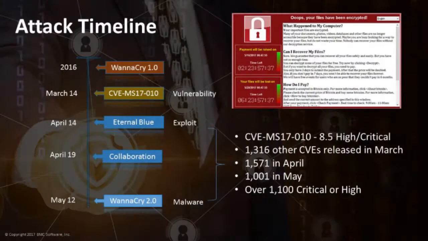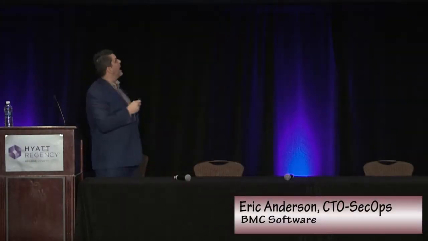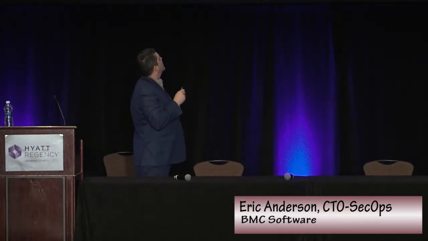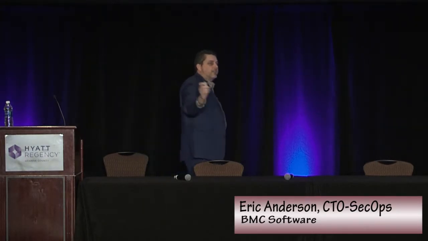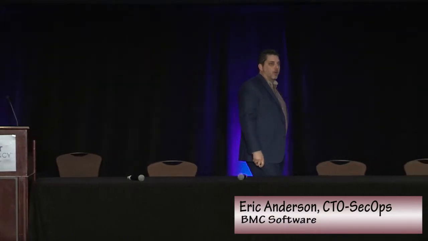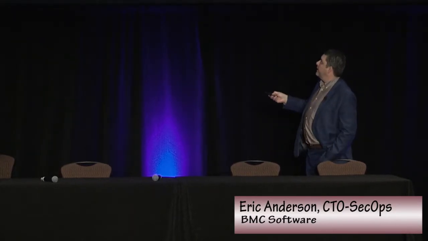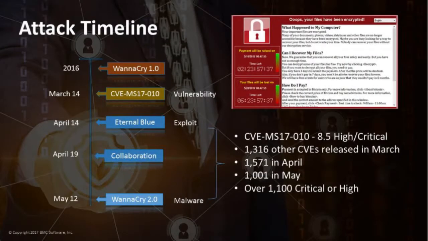Within 3 or 4 days, from the 14th to the 19th, we started seeing some collaboration on the dark web. Ideas floating around saying, hey, do you see what came out with Eternal Blue? Just think if we could marry that with something like WannaCry so that we could automatically spread this ransomware across a network. How cool would that be? Within a couple of days between when the exploit came out and we started seeing chatter. And then a month later, WannaCry 2.0 hits.